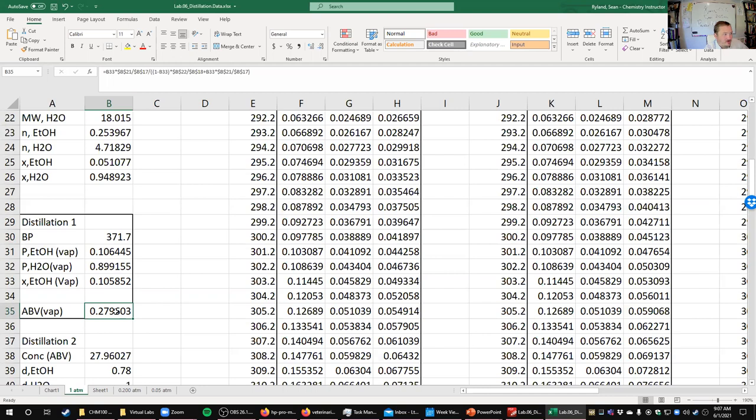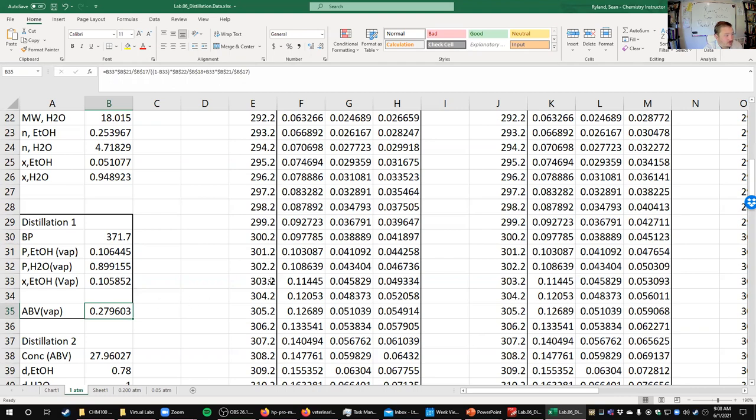We can then turn that into the alcohol by volume by undoing the same calculations we did before. We took alcohol by volume and turned it into mole fraction. That means we can also take mole fraction and turn it back into ABV. And we actually wind up seeing that our alcohol by volume went up significantly, about doubled.